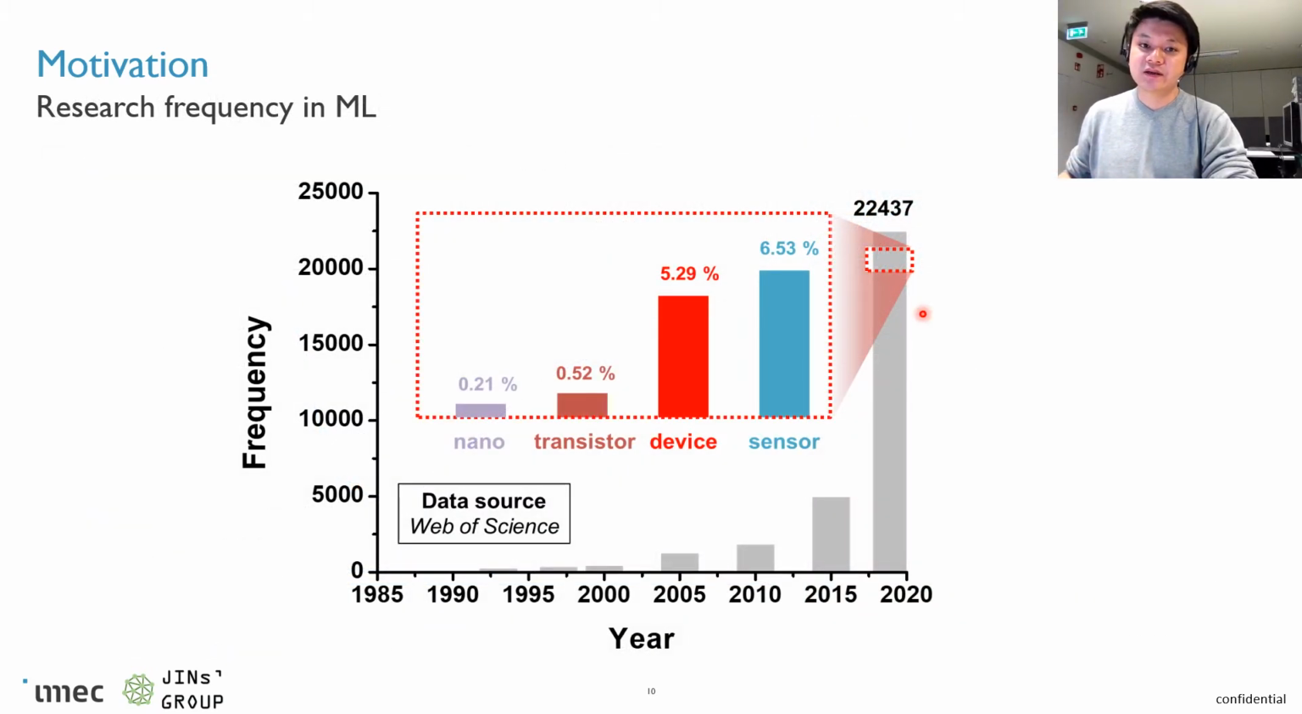I searched the frequency of articles and papers on the Web of Science, and it started to increase rapidly since 2015. And in 2019, more than 20,000 articles were published as well. Among them, papers containing nano, transistor, device, and sensor appeared in under 7%.